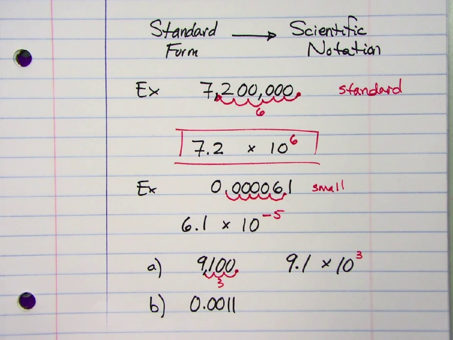Okay. This next example, let's see, it's going to end up between the 1 and the 1. 1.1 times 10. I know it's a small number, so it's going to be a negative exponent. And I see it counts as 1, 2, 3 spots. This would be negative 3. There you go. Try those out on others.